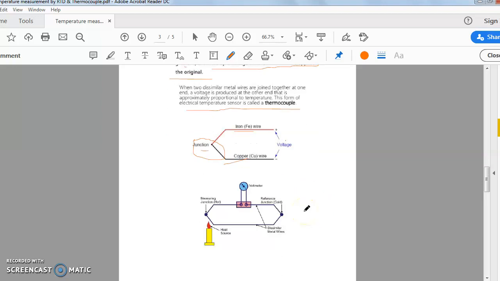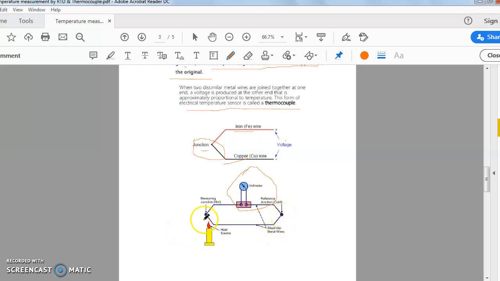So here we see how the thermocouple works. A flame is provided at the junction. It is a measuring junction, the hot end. This is the cold end. Two dissimilar wires have been selected. Now this is the voltmeter where you can measure the voltage. Now this is the cold end junction.